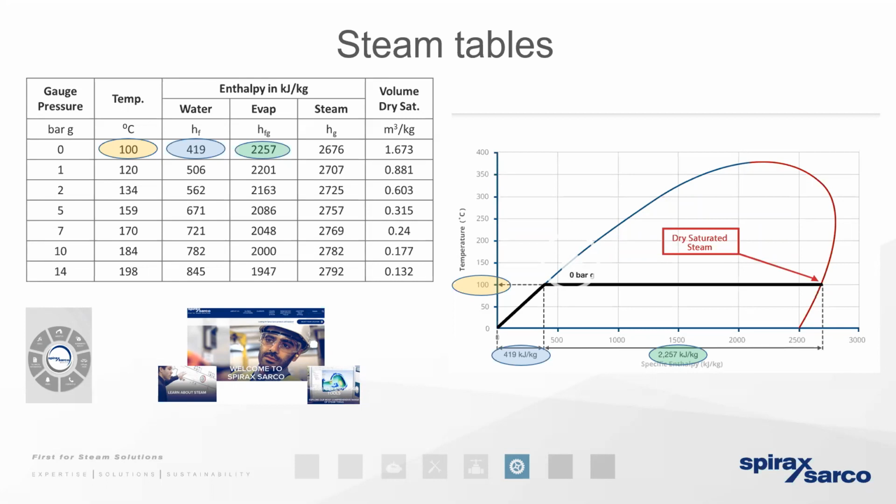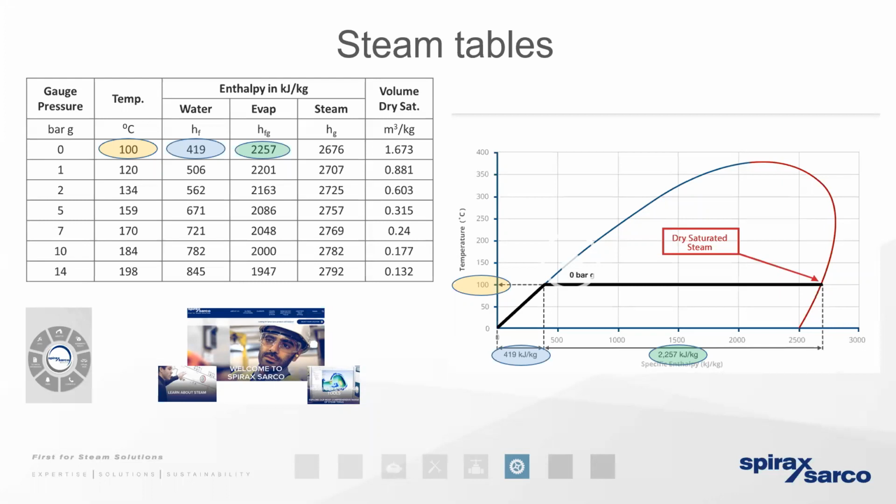We can call that the enthalpy of water. We can also call it the sensible heat. But if we actually want steam rather than boiling water, we need to add more energy to it, 2,257 kilojoules of energy. We call that the enthalpy of evaporation. We can also call it the latent heat. So when that 1 kilogram of water has fully boiled dry, we've now got a volume of steam.